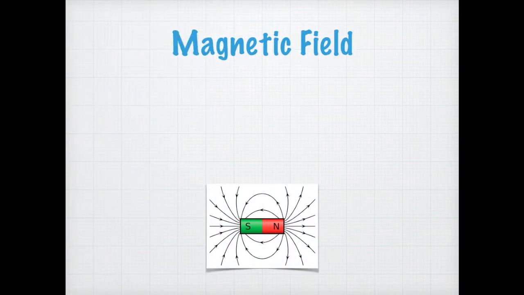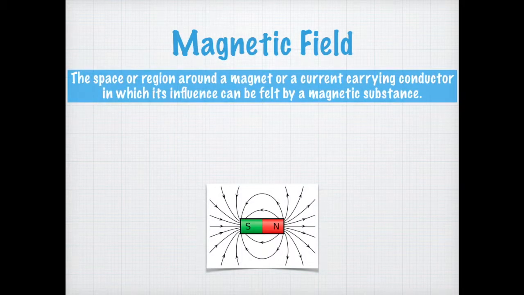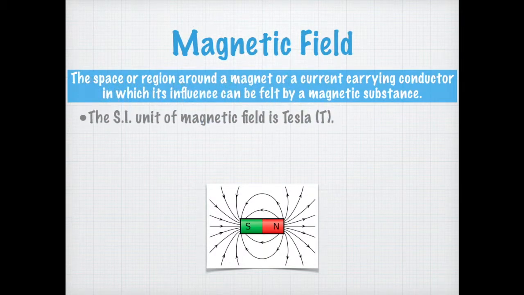What is a magnetic field? It is represented in the diagram here. A magnetic field is a space or region around a magnet or a current carrying conductor in which its influence can be felt by a magnetic substance. So it is basically the area around a magnet or a current carrying conductor where its magnetic effects can be sensed, where it attracts other magnets or other magnetic substances.